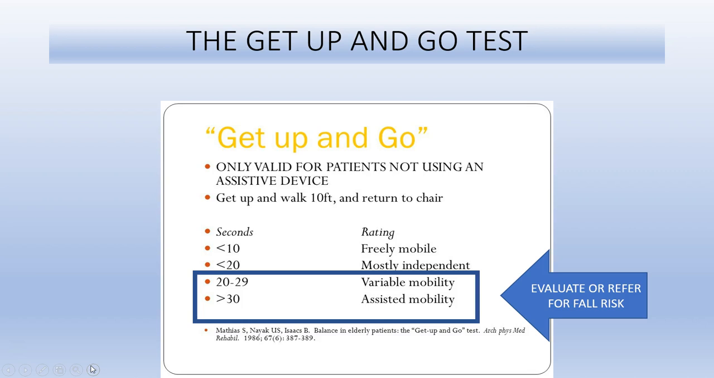They tend to be freely mobile and have a lower risk of falls. Patients that can do it in under 20 seconds generally are independent. When we get over 30 seconds to perform this test, it's felt that these are patients that are at more significant risk for falls, and between 20 and 29 seconds, generally increased risk for falls.